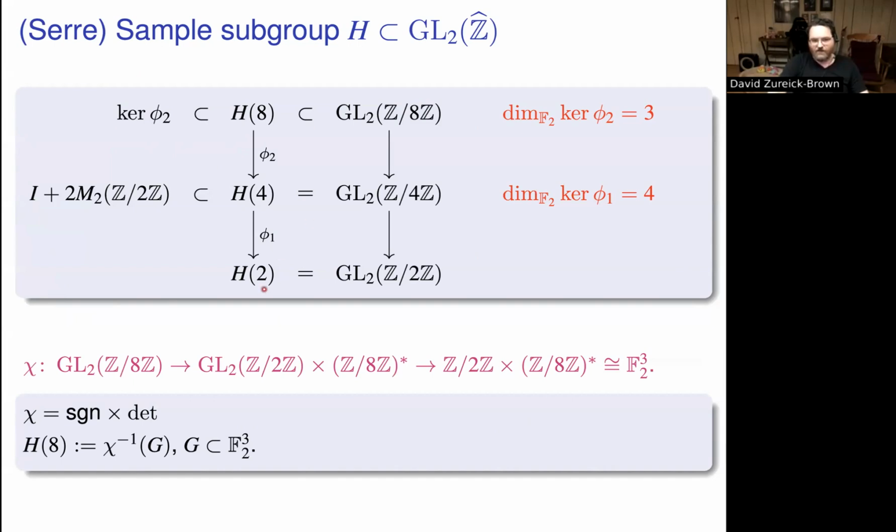If I write H of 2, I mean reduce it mod 2. H of 4, reduce it mod 4. And you get a big tower of commuting maps. So if I reduce it mod 4 and then mod 2, that commutes with taking the reduction mod 4 and mapping H4 to H2. And then the kernel of this map phi1 is contained in the kernel of this reduction map, which looks like the group on the left.